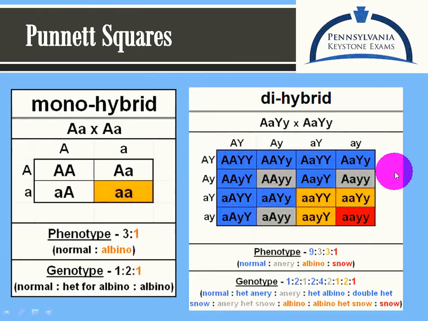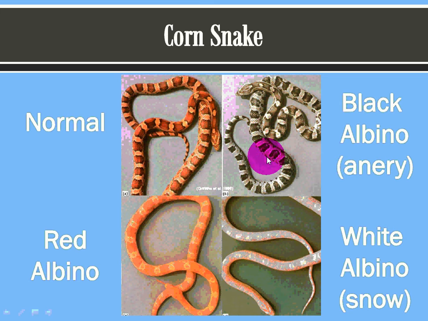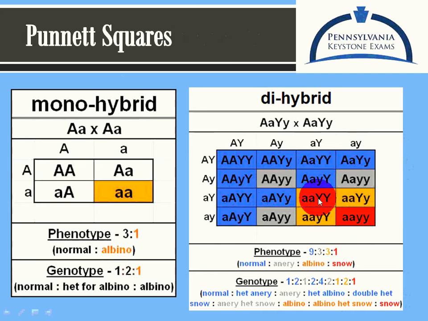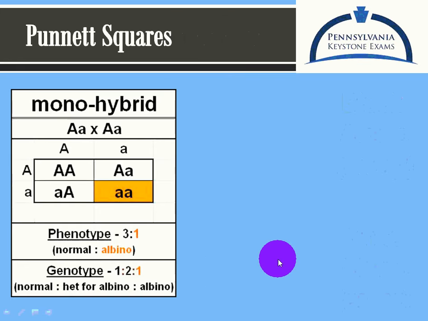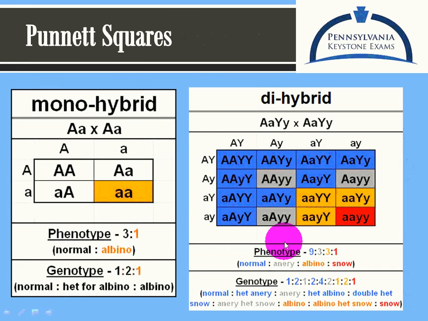3 of the snakes are going to have the anary coloration. 3 of the snakes are going to be a regular albino. And 1 snake is going to be the snowy albino. So that's my phenotypic ratio. My genotypic ratio is a little more complicated. You can see it's a 1:2:1:2:4:2:1:2:1.